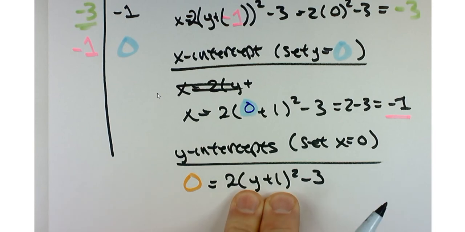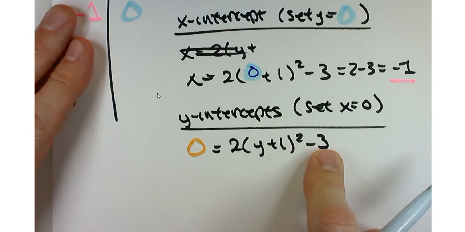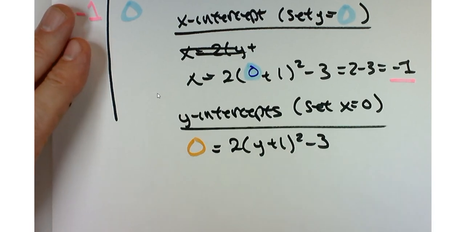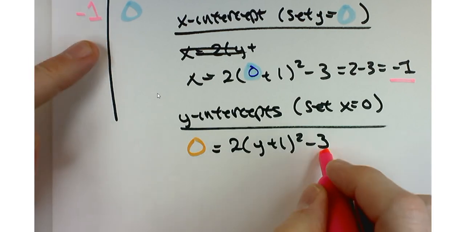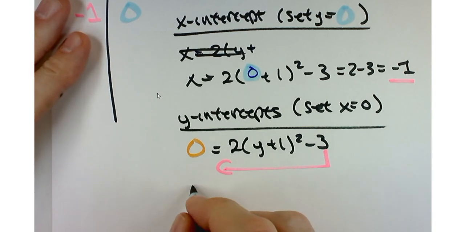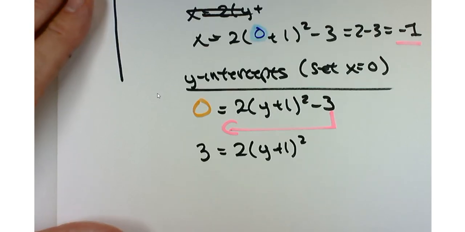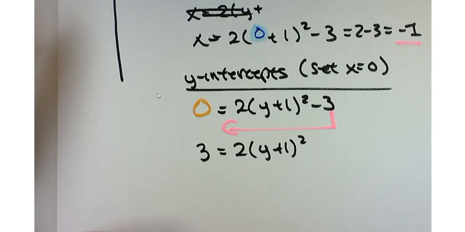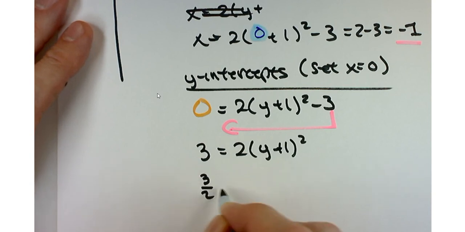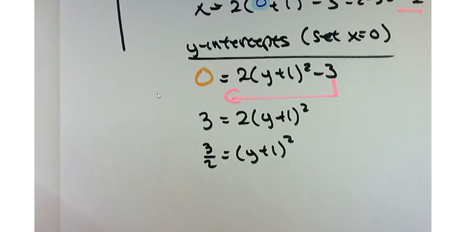But because I've got a nice squared term here, I'm going to approach it differently. I'm going to move the 3 to the other side. When I move that 3 to the other side, what happens to it? It becomes a positive 3. Divide both sides by 2. 3 divided by 2 is y plus 1 squared. Looking better, although I'm not really fond of that 3/2 on the left-hand side, but not much we can do about it. One last thing to do.